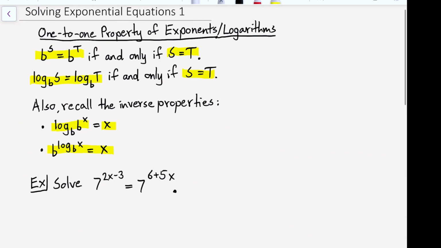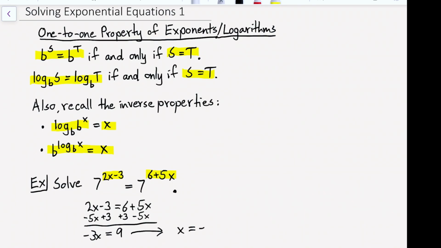Notice here that the bases are the same in this equation, and so because of the one-to-one property, I can set the exponent pieces to be the same. The bases are the same, the two sides are equal, therefore the exponent pieces are the same. So we have 2x minus 3 equals 6 plus 5x, and I can simply solve this as any other linear equation for x. We'll rearrange some terms here, and we get negative 3x equals 9, which leads us to a solution, x equals negative 3.